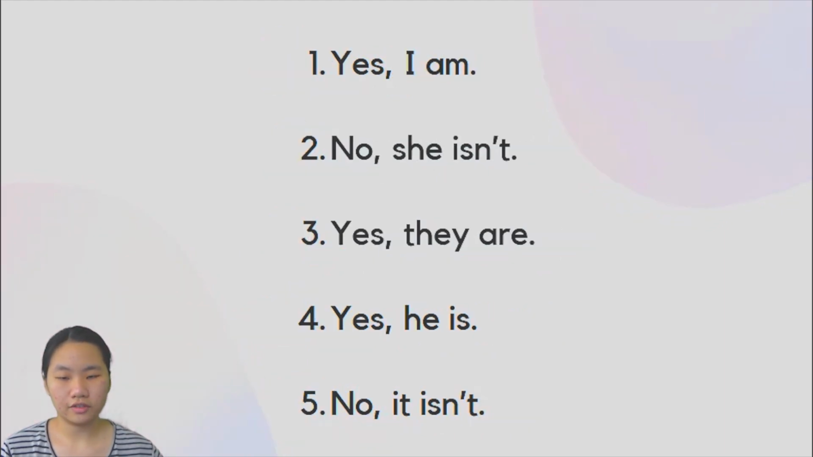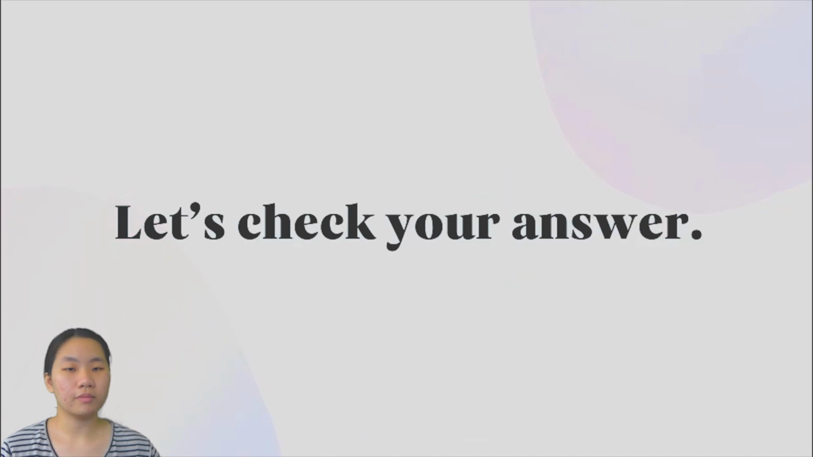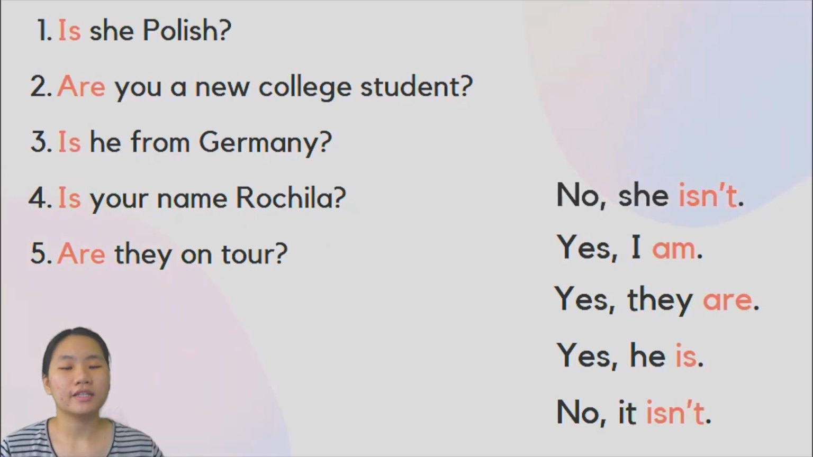Let's move on to our answers. Yes, I am. No, she isn't. Yes, they are. Yes, he is. No, it isn't. Pay attention to the subject: I, she, they, he, it, and then the be words: am, isn't, are, is, isn't. So feel free to pause, figure out the answers on your own, and then we can move on to checking your answers. Alright everyone, let's move on to see whoever is correct and whoever isn't.